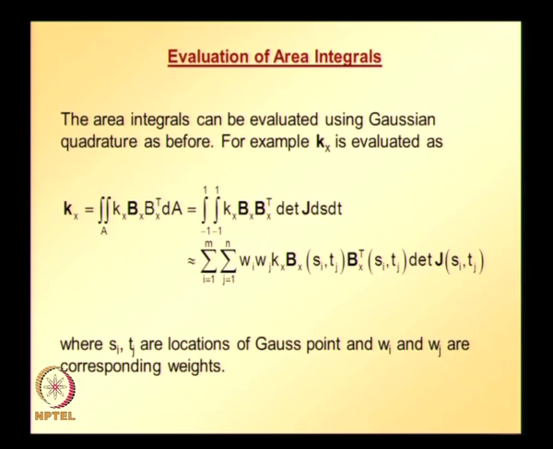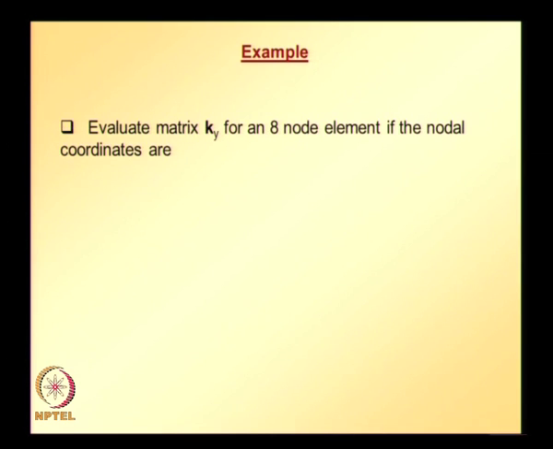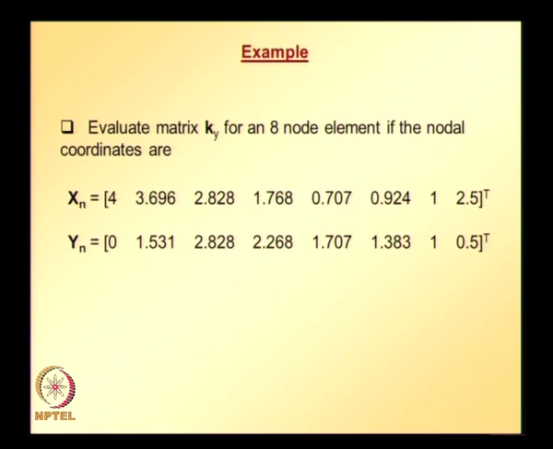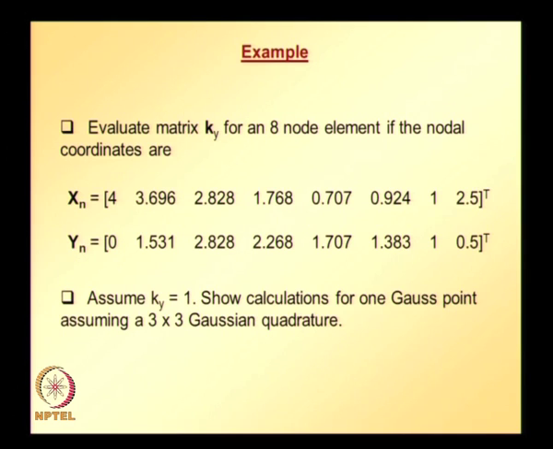So now let us take an example. Evaluate matrix Ky for an 8 noded element if the nodal coordinates are as given here, and assume the coefficient Ky is a constant equal to 1, and show calculations for one Gauss point and adopt 3×3 Gaussian quadrature.